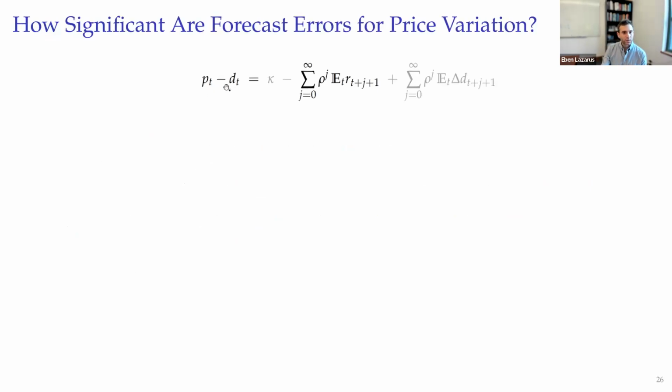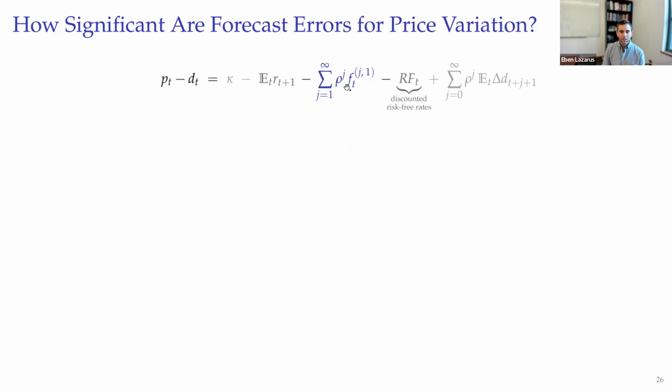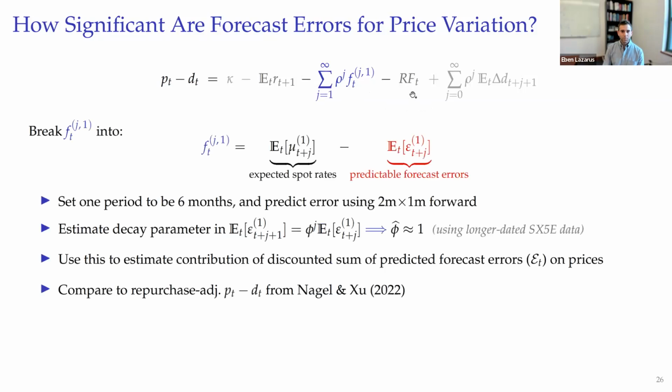So again, coming back to the accounting identity for the price dividend ratio, we're interested in expected returns at all horizons. We're not going to be considering contemporaneous one period expected returns. We're interested in forward expected returns after T plus one. And we're going to take out the risk-free rate component. We're not interested in variation in this thing. Okay, so we've got this set of forward return expectations. We want to break that up further. So forward rates are equal to rational expected future spot return expectations minus predictable forecast errors.